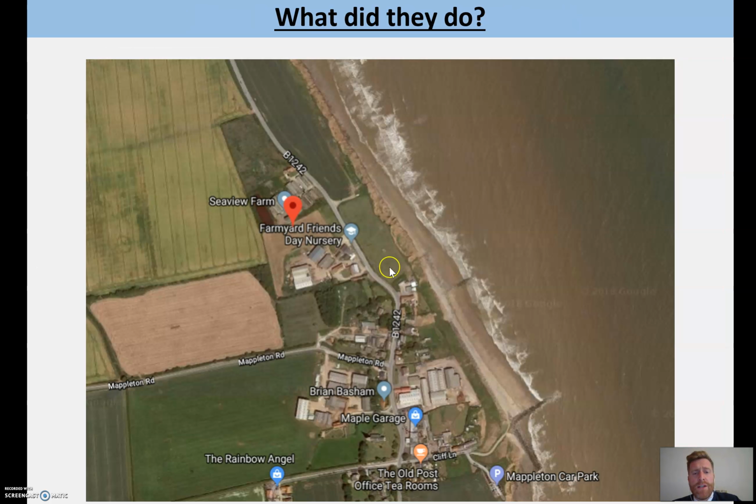So what did they actually do? Here's the road I was talking about, the B1242. That's the one that needed protecting. This is quite a nice satellite image. You can see there's still not many houses there. There's a few houses back here, the old post rooms, a farm, I think, here.